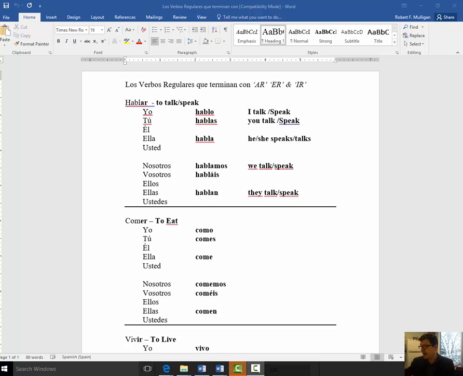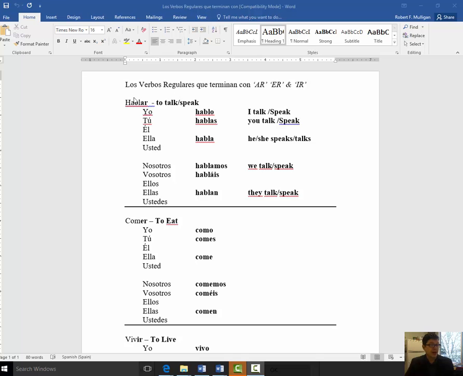Regular AR, ER, and IR verbs. So first, let's start off talking about them. Early on, when you learned the verb ser, to be, I explained to you guys that verbs in the infinitive always end with either an ER, like ser, an AR, or an IR. And here on this page, we have exactly that.